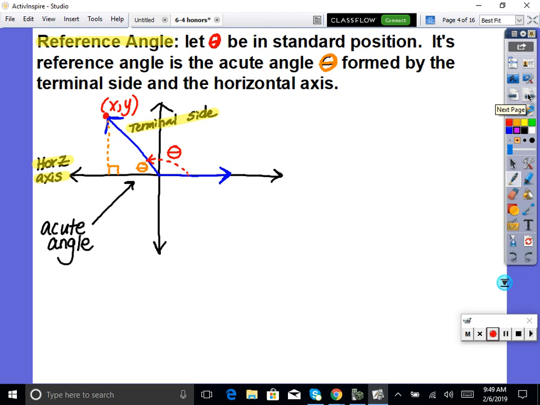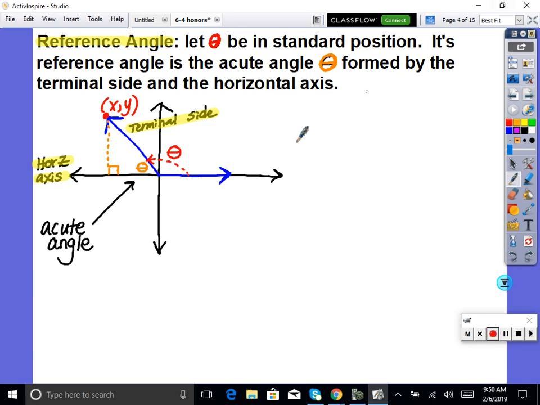Its reference angle will be the acute angle, orange theta, formed by the terminal side and the horizontal axis, or the x-axis. So that's exactly what we just did. We used the idea of a reference angle to have a right triangle so that I can do right triangle trig. Because the ratios of orange theta and red theta will be the same.